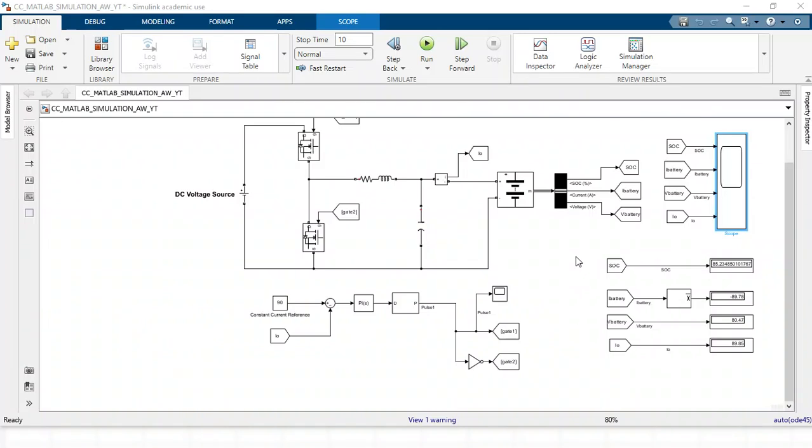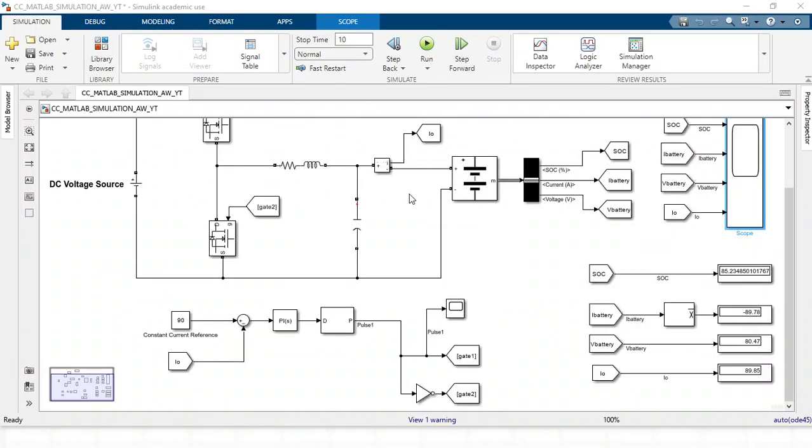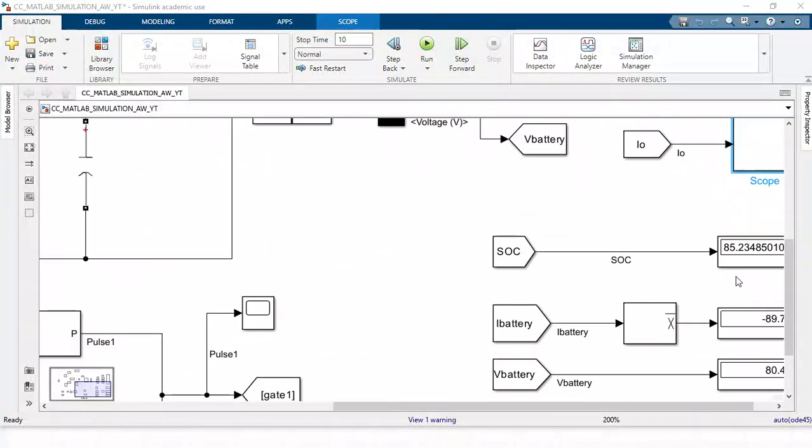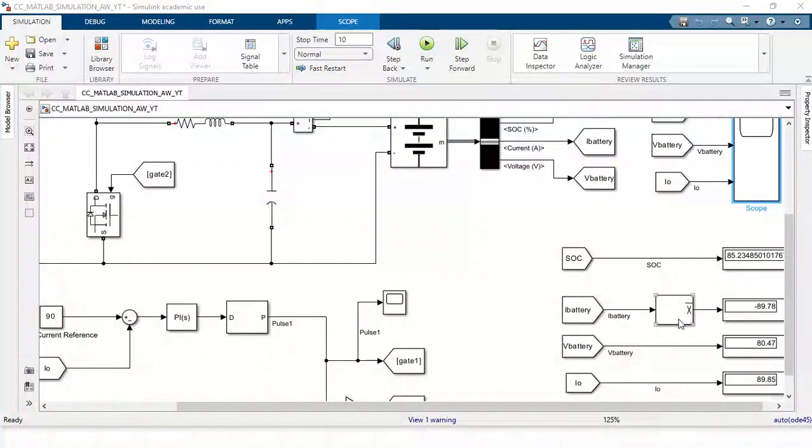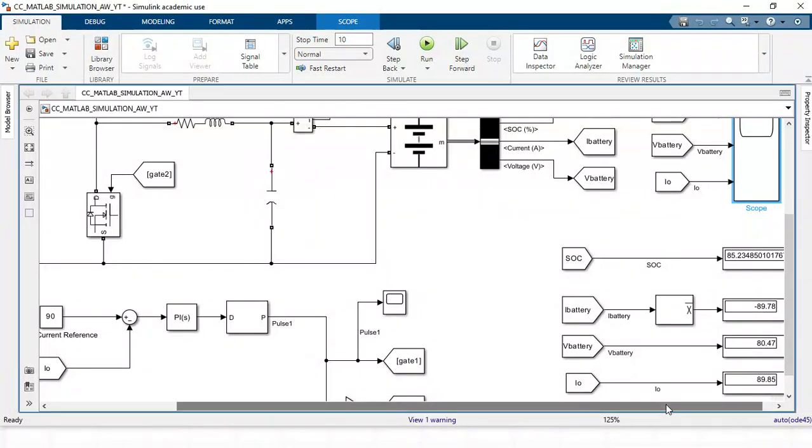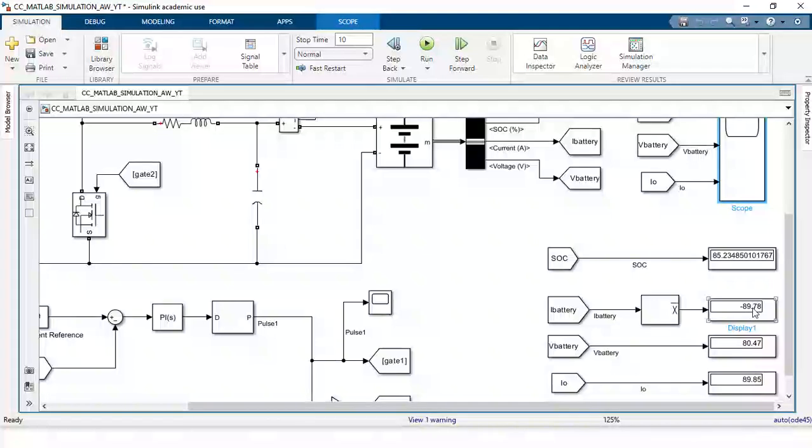So I have run the MATLAB simulation for you for 10 seconds, and now you can see here that SOC goes to 85.23% after simulation, and what is my requirement, that battery current should be constant, so it is nearby 90 ampere which I have set, right? I battery and I naught are opposite, you know, I battery is equal to minus of I naught. So you always remember one thing, that ripple in the voltage is always less and ripple in the current is always high. Okay, you remember this thing.